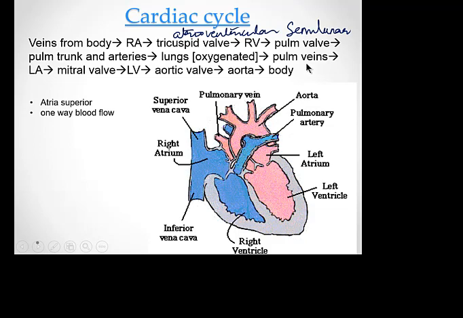From the lungs, pulmonary veins bring blood back into the left atrium. Remember, atria receive blood and veins were bringing the blood. So pulmonary veins from the lungs bring blood into the left atrium, and there's a bit of a difference here. Then from the left atrium, just like the right side, blood goes into the left ventricle through this left atrioventricular valve, also called mitral or bicuspid valve. So many names.